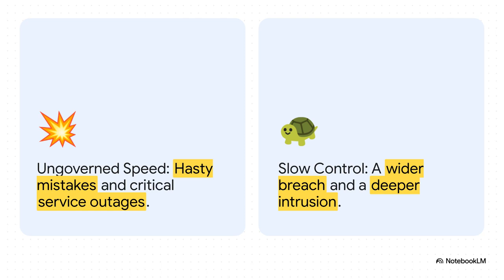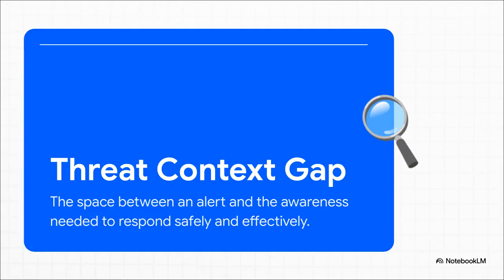But okay, what if you go the other way? You opt for slow, methodical control. Well, the threat isn't going to wait for you. That breach just gets wider, the intrusion goes deeper, and the damage just multiplies. See, both paths lead to failure. So, why does this painful choice even exist?